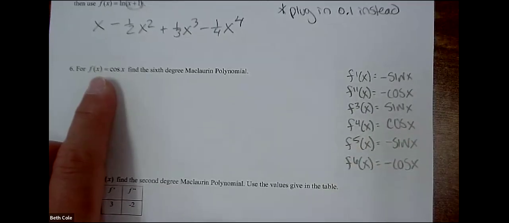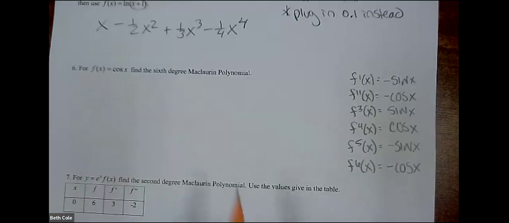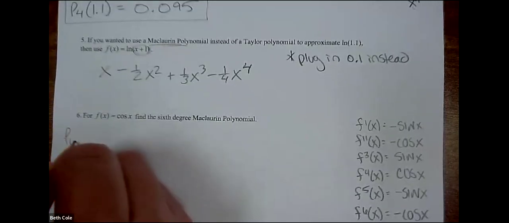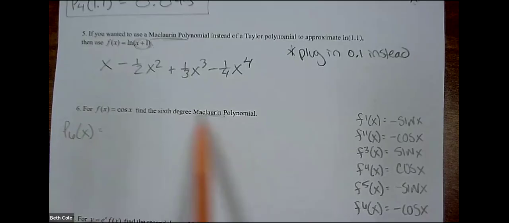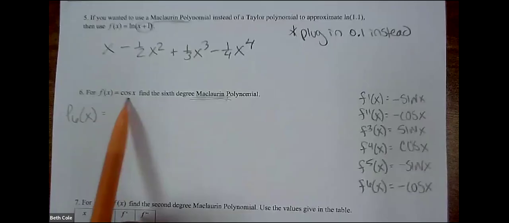Thank you for hanging in there with me on that and having a good attitude about it. I do have a reason. You know by now that I don't believe in busy work. I have a purpose behind everything that we're doing. So we want our sixth degree polynomial, and we're going to center it at 0 because it says Maclaurin. We're going to plug 0 into here.